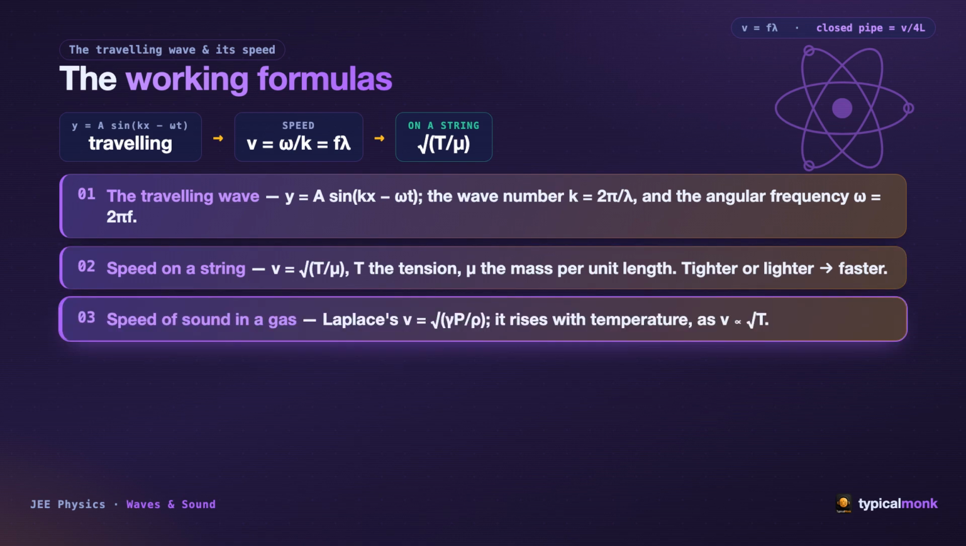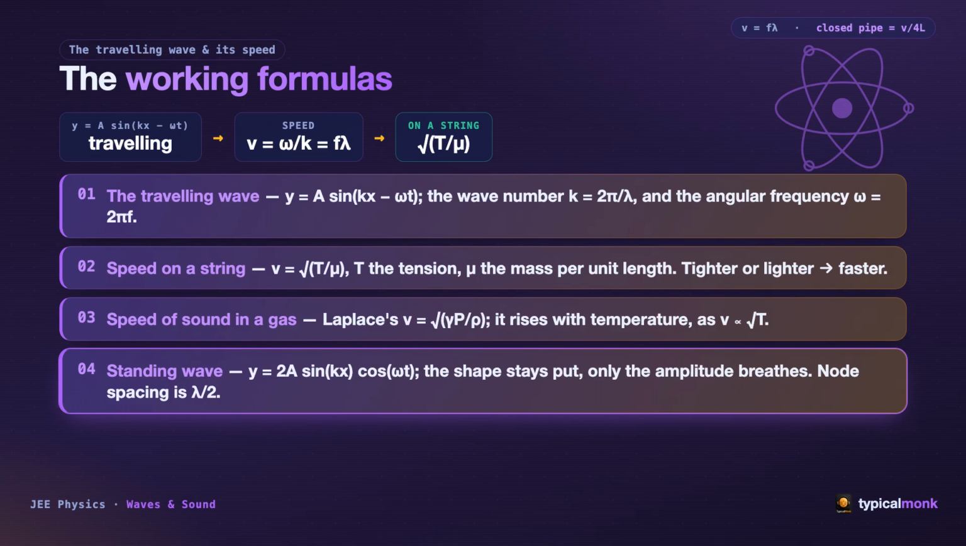The speed of sound in a gas. Laplace's formula, v equals the square root of gamma p over rho, and it rises with temperature, as v is proportional to the square root of T. And the standing wave, y equals 2a sine kx cosine omega t. The shape stays put, only the amplitude breathes. Neighboring nodes are half a wavelength apart.